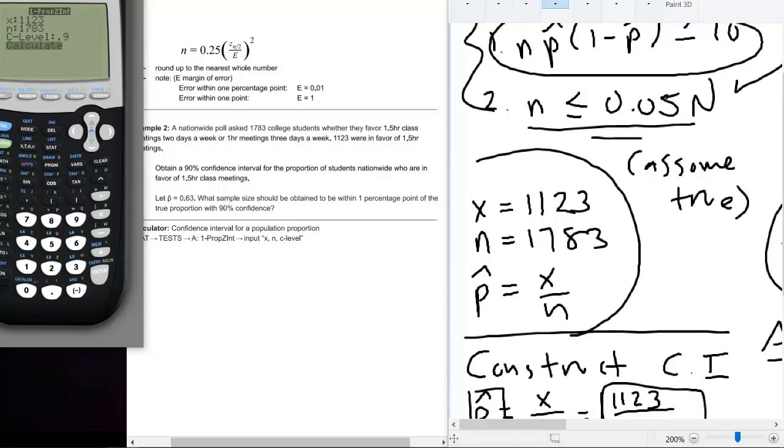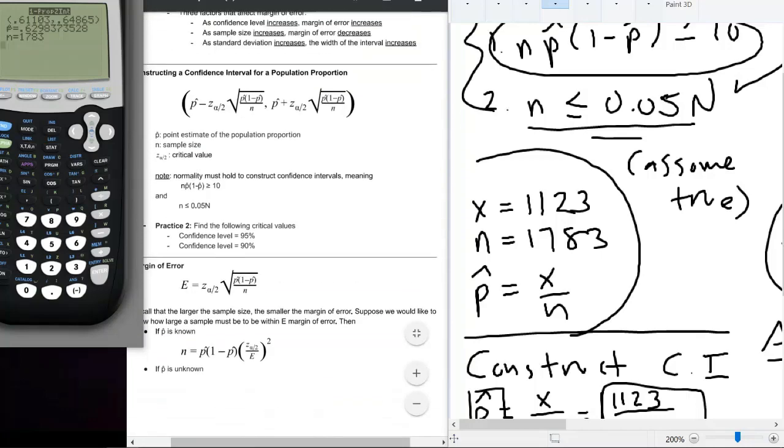Don't worry if the trailing zero disappears. 0.9, 0.90, we're still at 90% either way. And then hit calculate. The very first line, you have a lower number, comma, and the upper, right? Kind of like we would have here. If we actually calculated this whole thing by hand, we would get a lower number, comma, upper number.